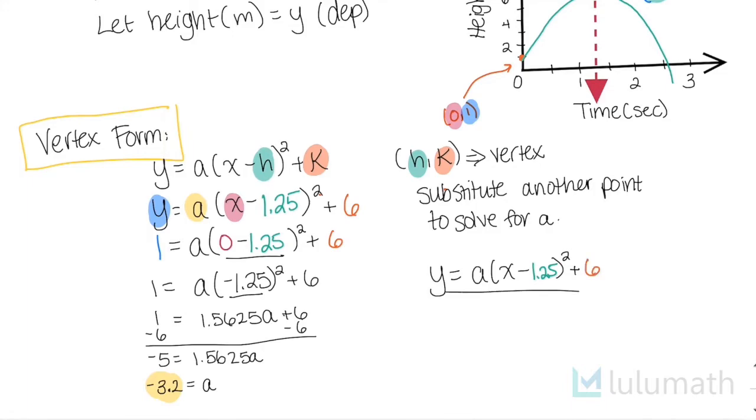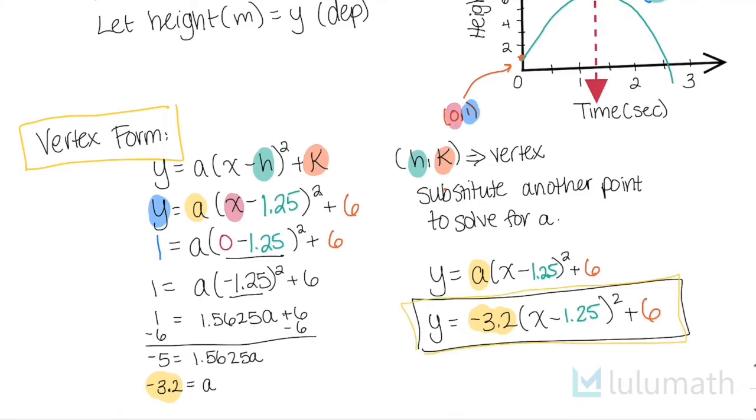So this is what we had before without knowing what a is, but now that we know what a is, we can replace the a with this -3.2. So I end up getting y equals -3.2 times x minus 1.25 quantity squared. And then I've got a plus 6. And this is my final answer. This is the equation that models this situation.